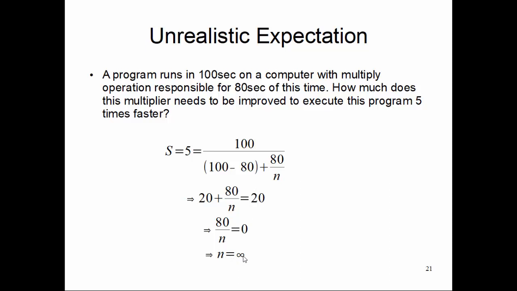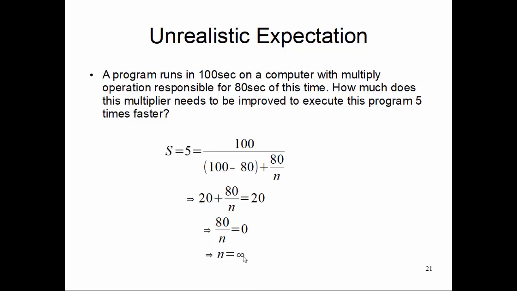We cannot improve multiply performance by an infinite amount, that's not possible. So with the use of Amdahl's law, we can say that this expectation of improving the program runtime by 5 times is very much unrealistic. We cannot decrease the total response time of this program to be 5 times faster.